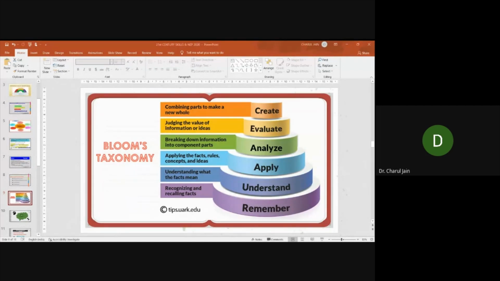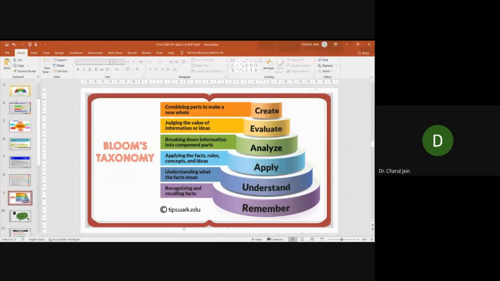Please remember, we are continuously talking about creation and innovation. We are continuously talking about analysis. We are continuously talking about application of knowledge. These are certain things which were not so much emphasized in the previous centuries. What Bloom's taxonomy has told us as the learning objectives, they are completely in tune with the requirements of the 21st century skills, and national education policy tries to address all these things.